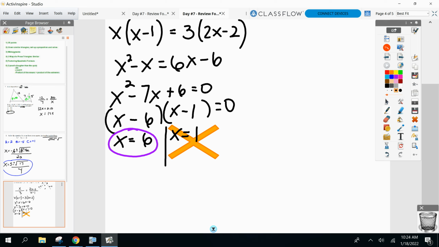Be ready for both tomorrow, factoring and quadratic formula. It's going to happen. Just make sure you know when to reject and when not to reject. If there's no diagram, no need to reject. If there is, at least check both answers to make sure you don't give a negative sideline.